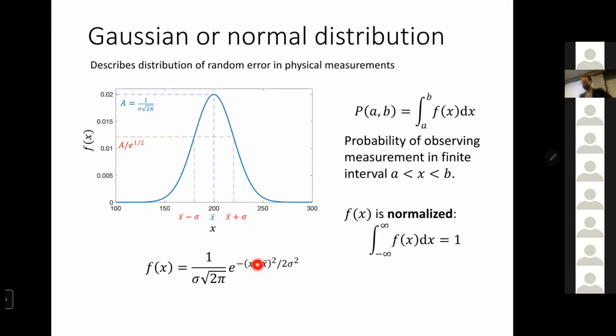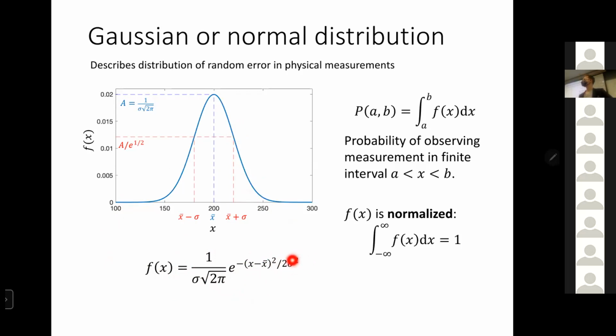And a Gaussian distribution is a function. It looks like this. It's also called a bell curve or a normal curve. The formula is given by this equation here. So basically you have an exponential, and in the argument of the exponential, you have the value of a given measurement, x, minus the average value of x, squared, divided by 2 sigma squared.